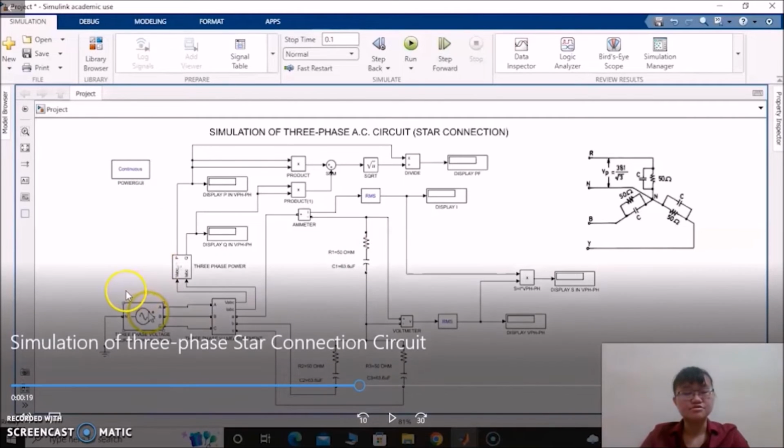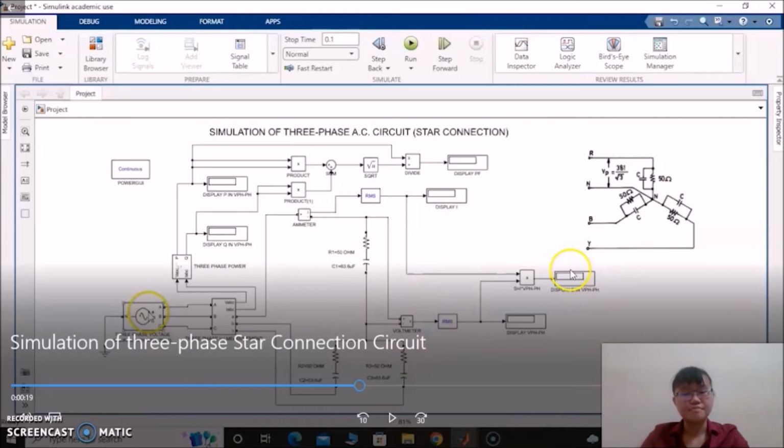We need to use components such as the 3-phase programmable voltage source, 3-phase V-I measurement, 3 series RLC branch and also ground. To get the result, we need to use the display component. To get the current, we need to use the current measurement and RMS components, while to get the voltage, we need to use the voltage measurement and RMS components.